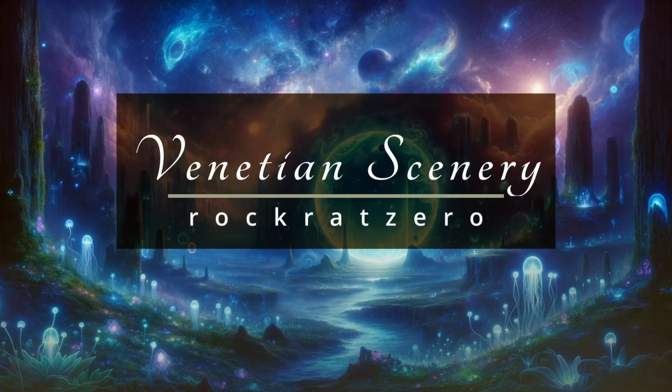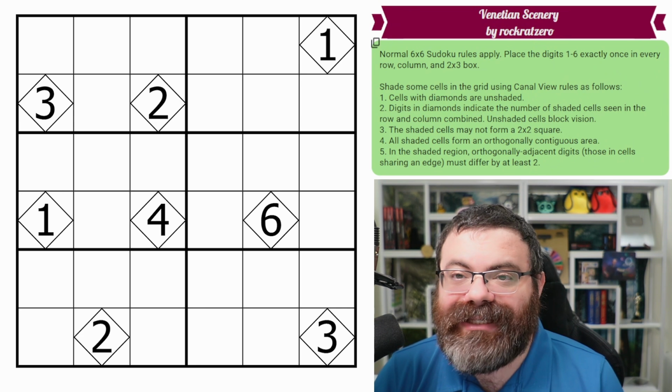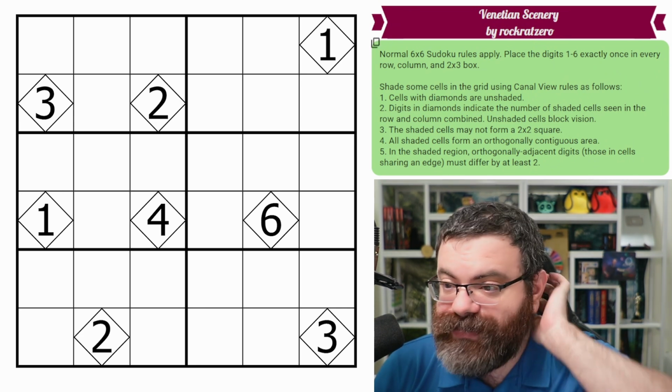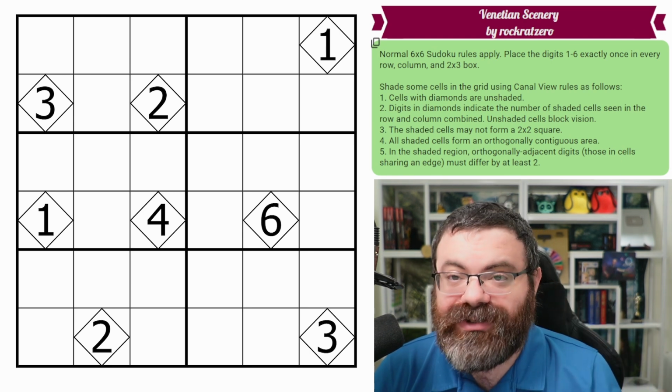Hello, let's continue our Sudoku adventure with Venetian Scenery by rockratzero. So this is a Sudoku pencil puzzle hybrid. We haven't done one of those in a while, but I am told it is quite approachable. So do give it a try. Let's understand the rules here.